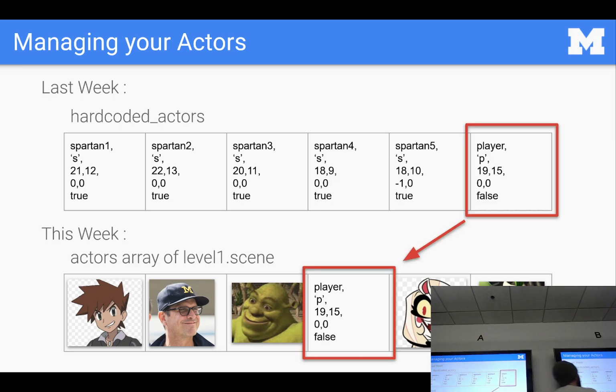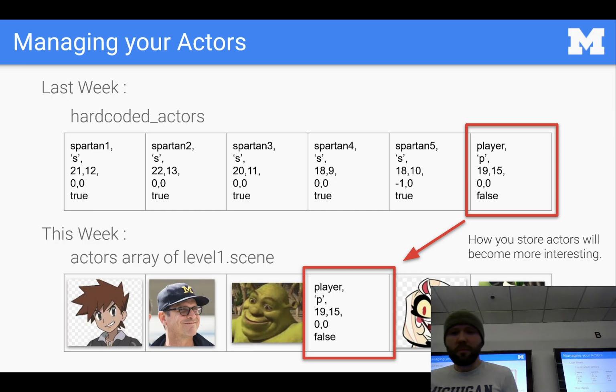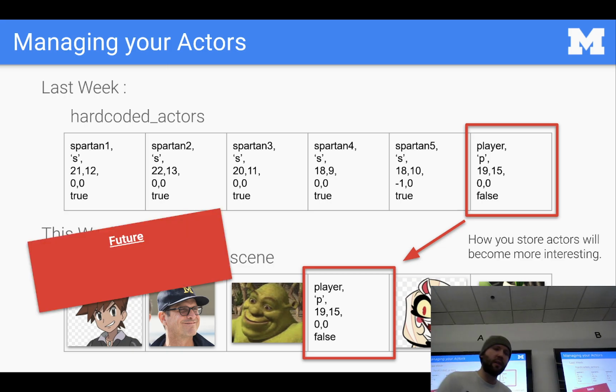And again, last week your player was always at the end, so you could get away with just, I'm going to do everything related to the player last. This week, that is no guarantee. Your player could be at the front of the actors list, or the back, or the middle, and you need to make sure that you are dealing with that appropriately, okay? So it's all going to become more interesting as time goes on.